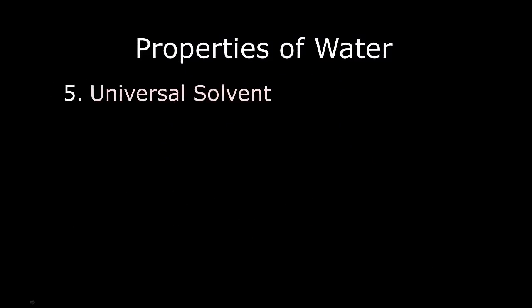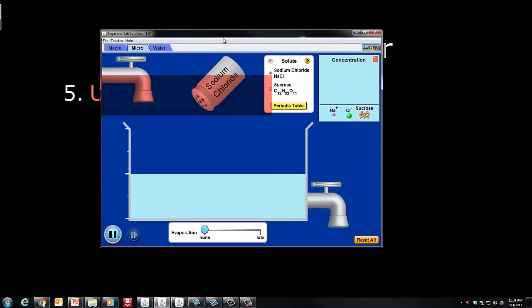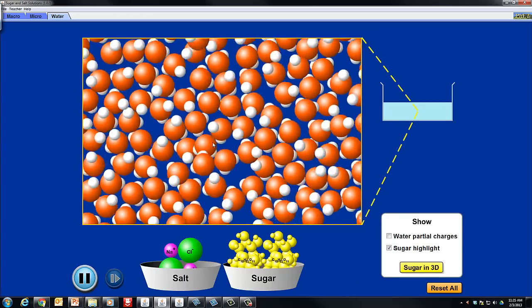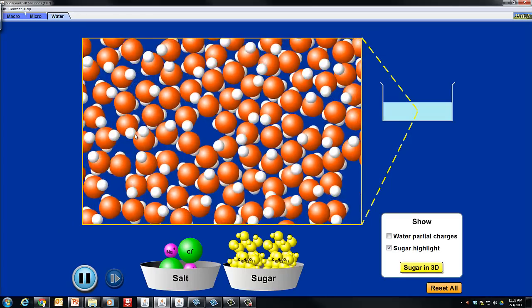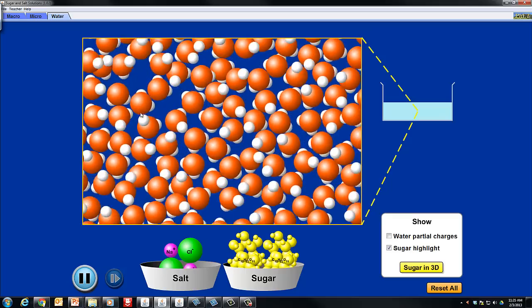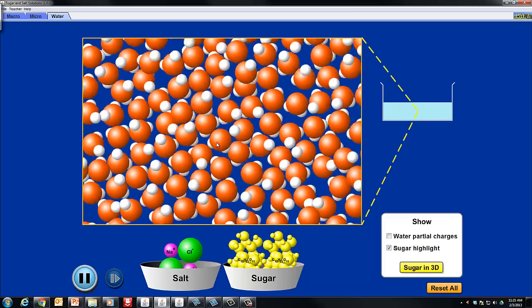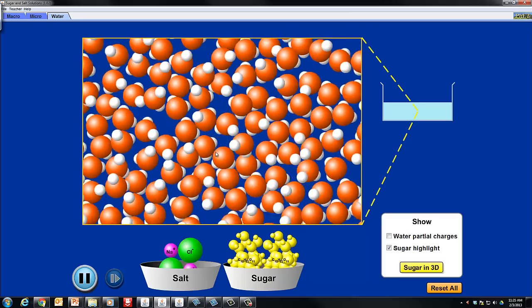Now, water is known as the universal solvent, which means it dissolves lots of things because of its polarity. Now let's look at another. Here are some water molecules. We're doing a close-up, and if you notice, the hydrogens are attracted to the oxygens. They're lined up that way. There aren't very many, if any at all, oxygens touching another oxygen. Occasionally you will see it.